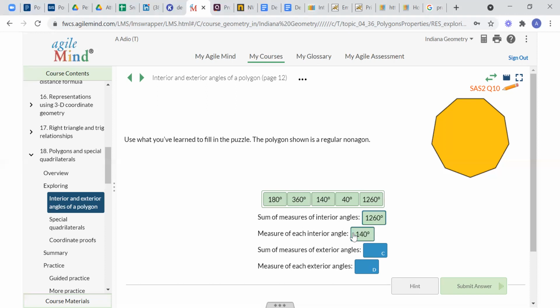And we said that the sum of the measure of exterior angles remains 360. Please, in your test, if they ask you the sum of exterior angles, it remains 360. It doesn't increase, it doesn't decrease, okay? It remains the same number, 360. And then the measure of each exterior angle will be 360 divided by the number of sides. Since here we have 9 sides, you do 360 divided by 9. That's 40.